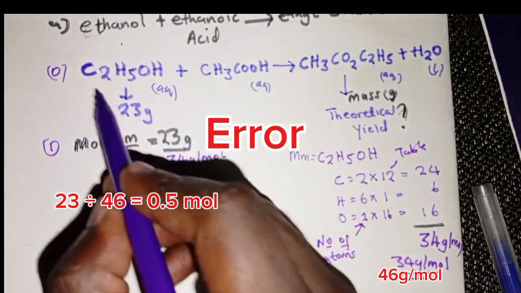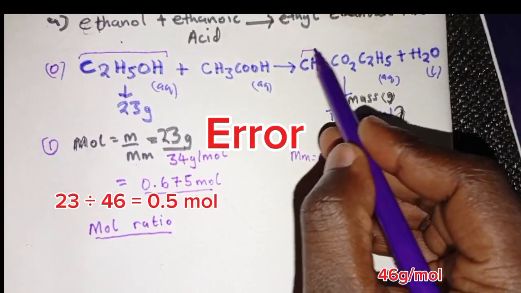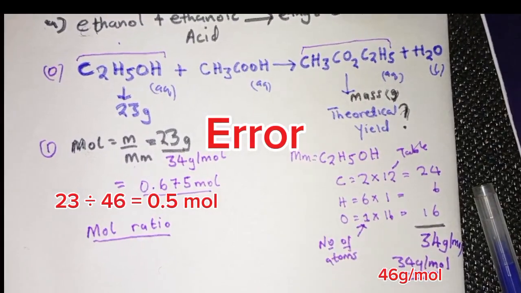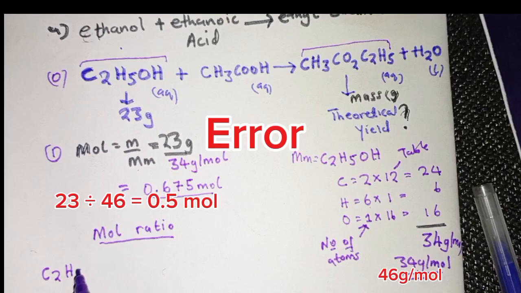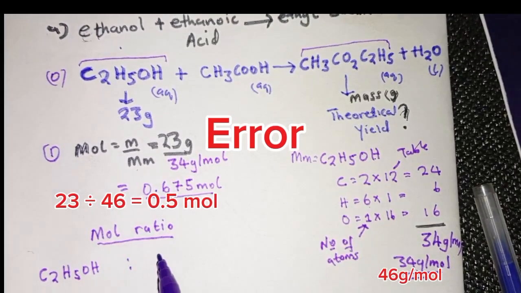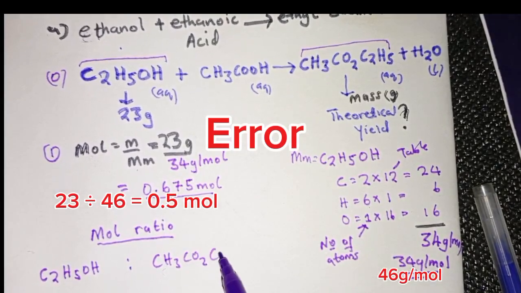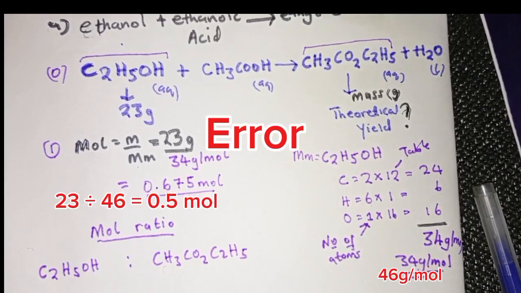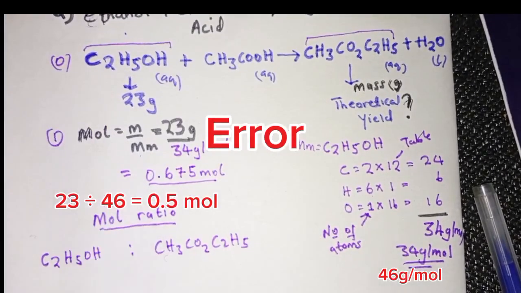You've been given 23 grams for ethanol, and you're finding the mass for this guy, which is called the theoretical. So you compare these two now. You are going to do mole ratio C2H5OH, which is ethanol, compared to CH3CO2C2H5, which is ethyl ethanoate. So now here you're going to look at, did I balance the equation with any numbers here?